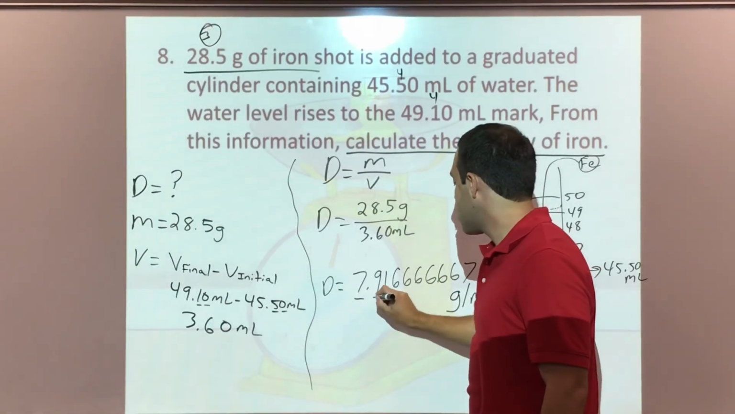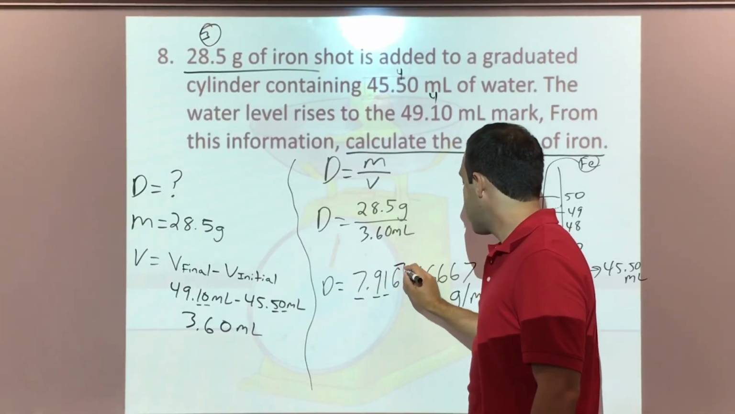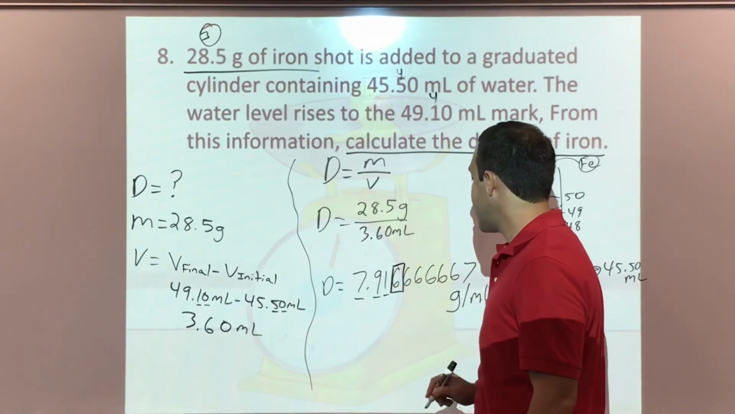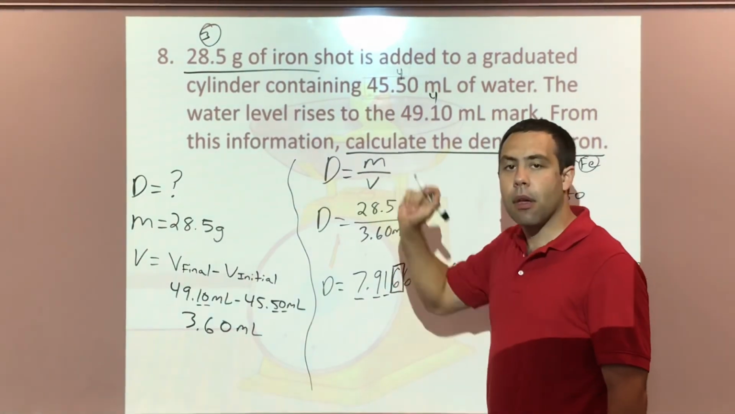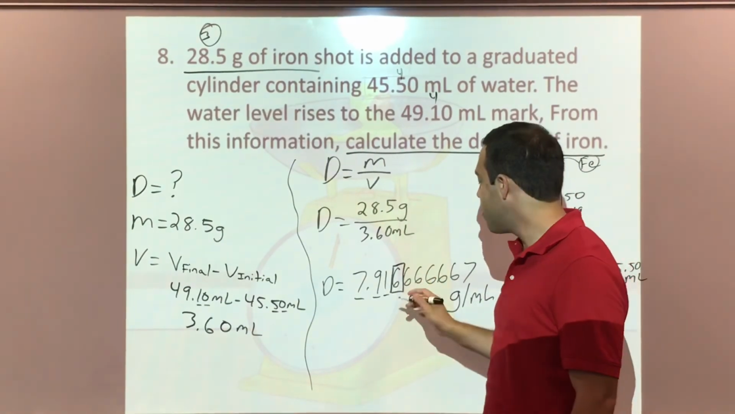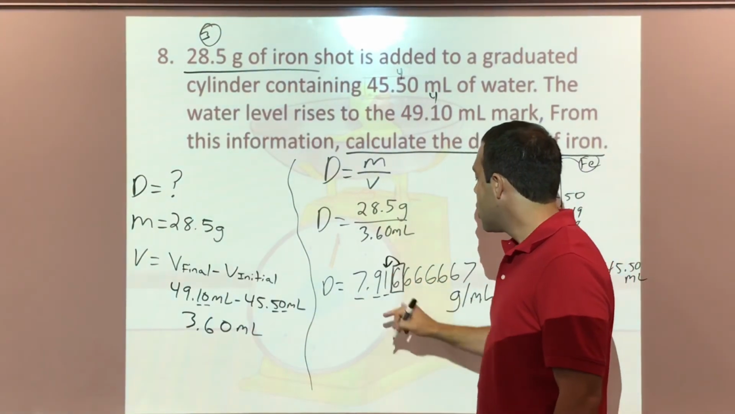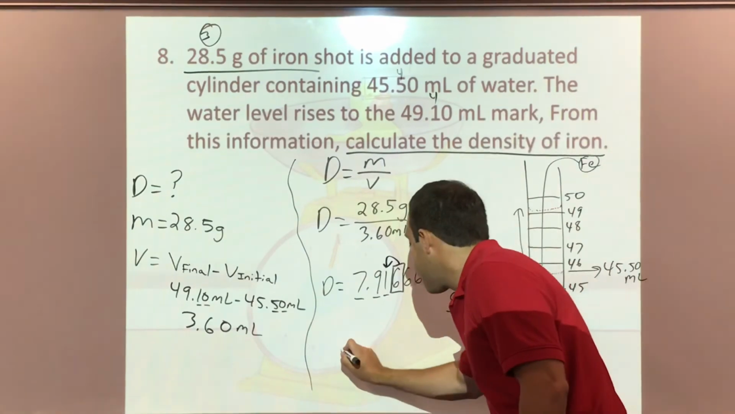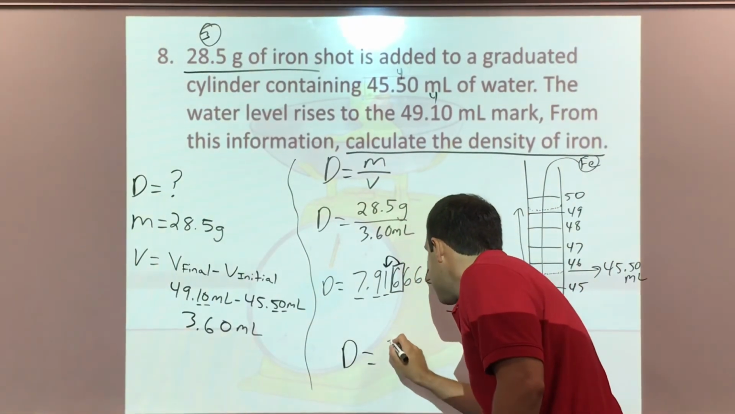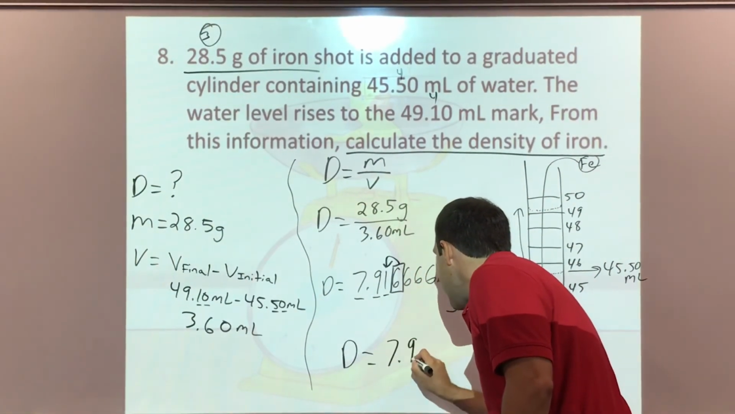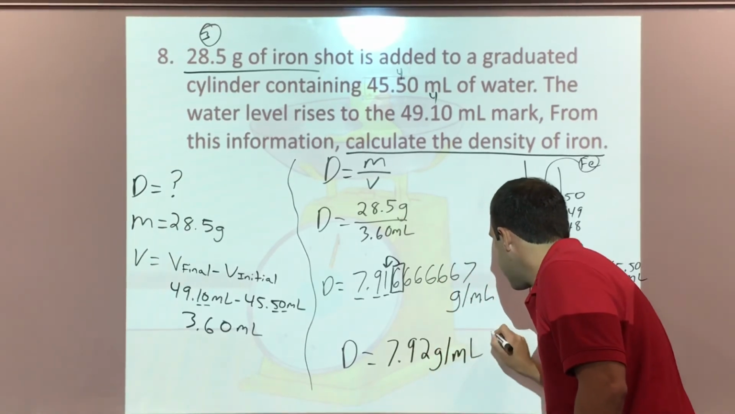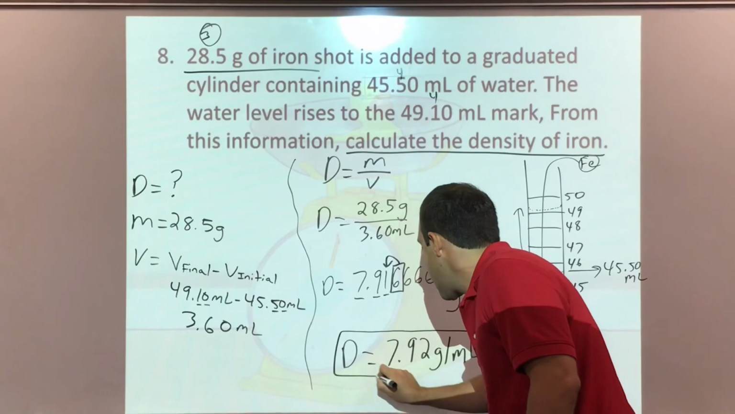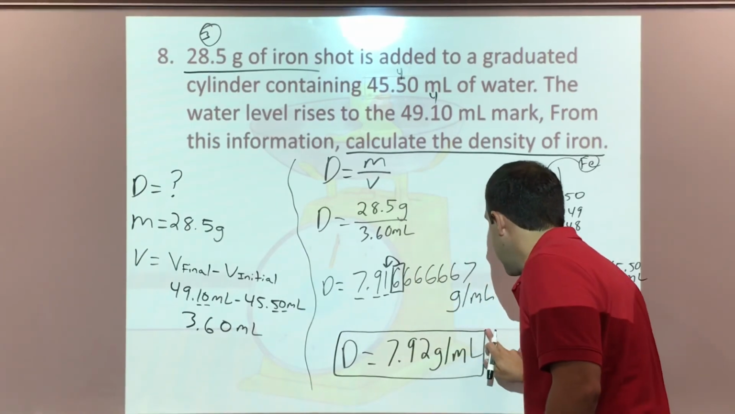Underline the first 3 numbers that are significant. Put a box around the 4th number in this case. We look in the window, we see a 6, which is higher than 5. 5 and above, we round up. So that 1 becomes a 2. So our final answer, density equals 7.92 grams per milliliter. And we box off our final answer.